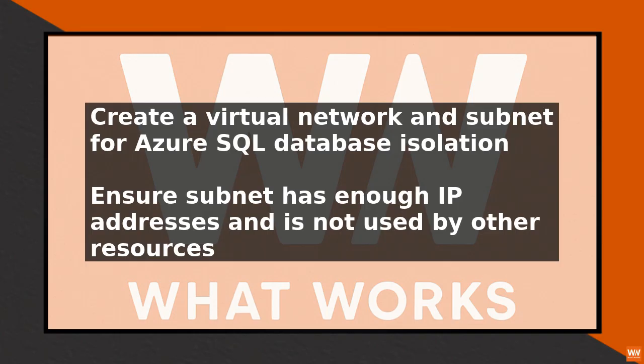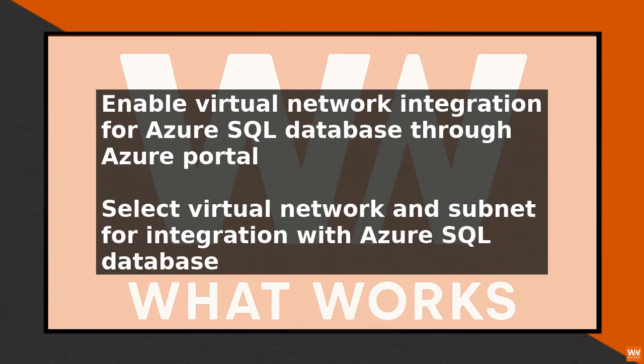First step is to create a virtual network and a subnet for your Azure SQL database. You need to ensure that the subnet is not used by any other resources and has enough IP addresses available. Next step is to enable virtual network integration for your Azure SQL database. You can do this by navigating to the Azure portal and selecting your Azure SQL database. Then click on the Virtual Network Integration option and select the virtual network and subnet you created.